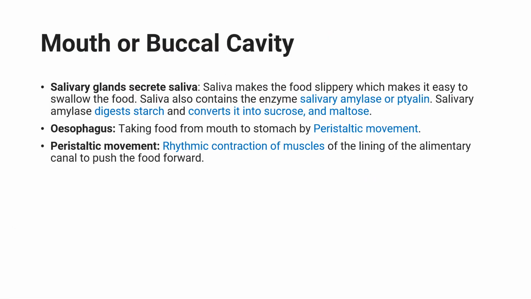Salivary glands secrete saliva. Saliva makes the food slippery, which makes it easy to swallow the food. Saliva also contains the enzyme salivary amylase or ptyalin. Salivary amylase digests starch and converts it into sucrose and maltose.